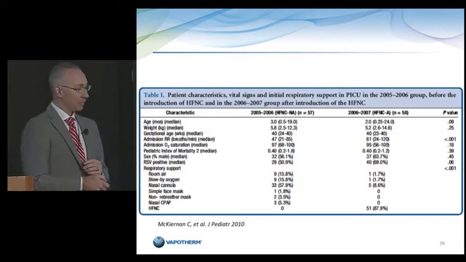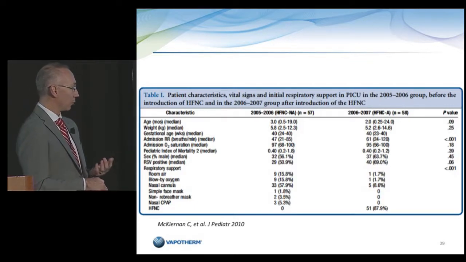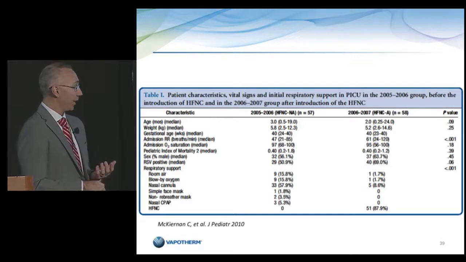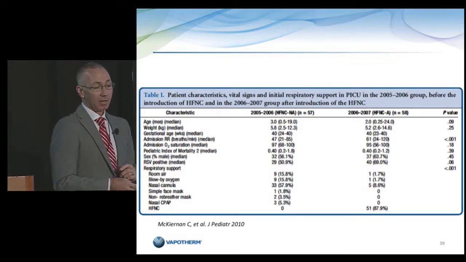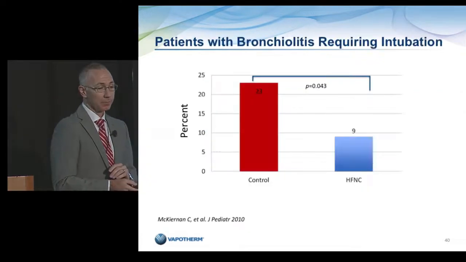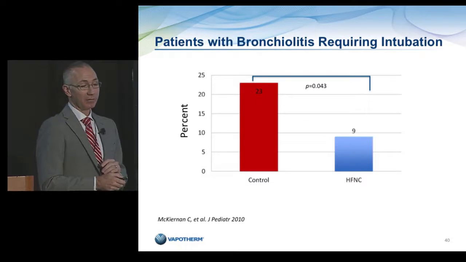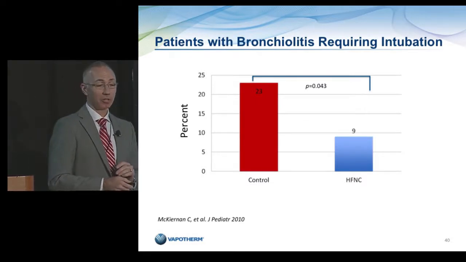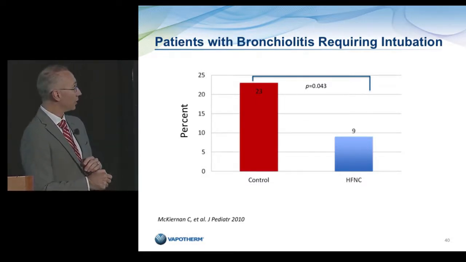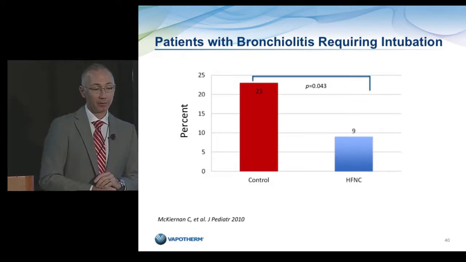The other difference is that, as you would expect, no patients on the pre-high flow control were treated with high flow cannula, and 87.9% were treated with high flow therapy in the second cohort. The comparison between these two samples shows a significant reduction in the need for endotracheal intubation, going down from 23% to 9% with the application of high flow cannula.